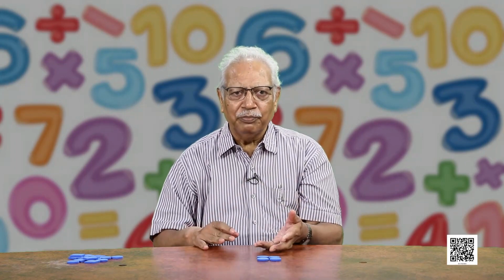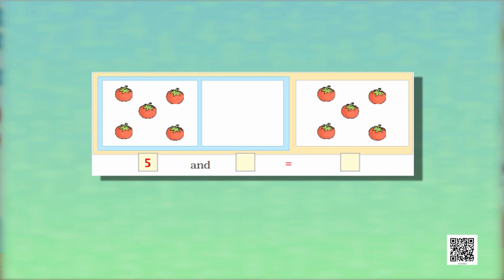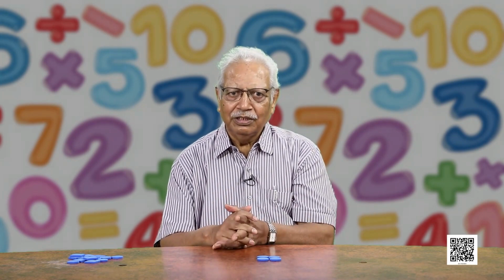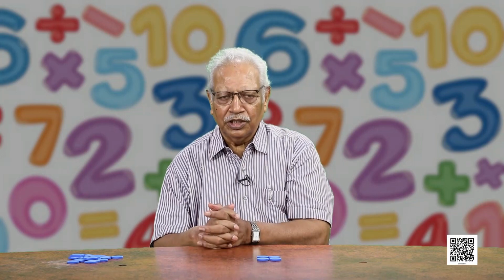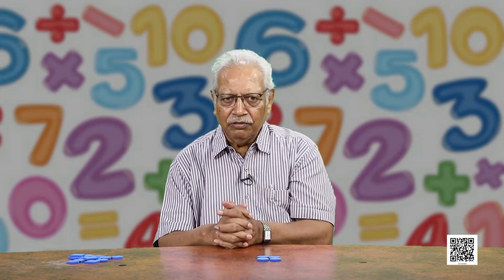So, let us look at some pictures and try to find out what happens when we add 0 to a number. Here are 5 tomatoes, and we are adding 0 tomatoes to it. So, how many tomatoes will remain? They will remain 5, because we have not added any number to it. No change in number is happening, therefore, they remain 5. So, 5 tomatoes and 0 tomatoes is equal to 5 tomatoes, or we can say 5 and 0 equal to 5.